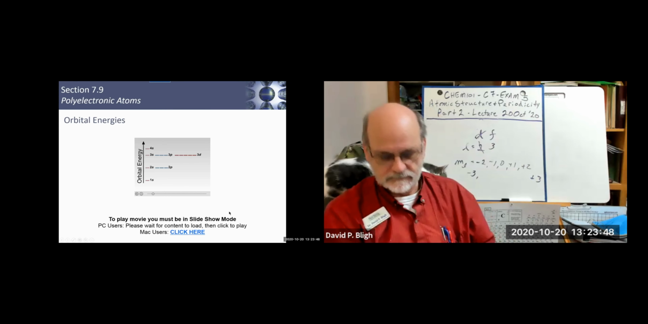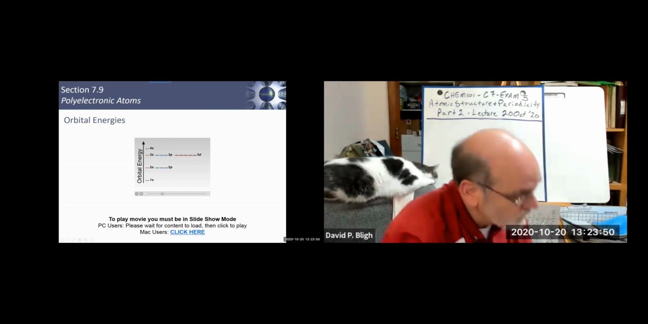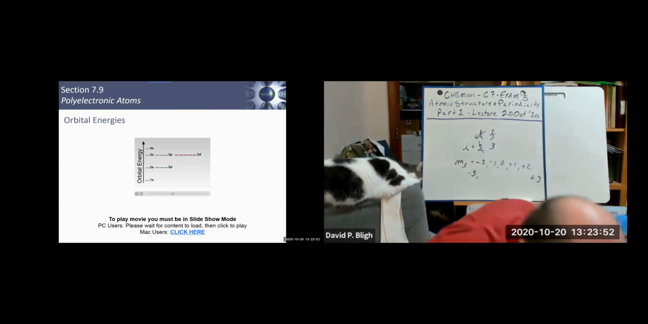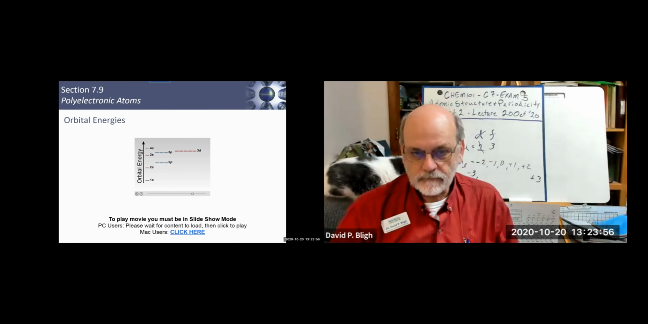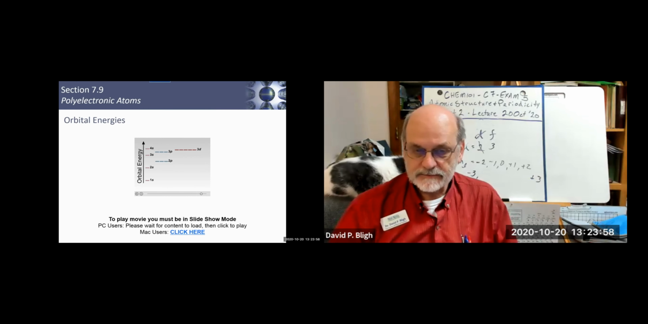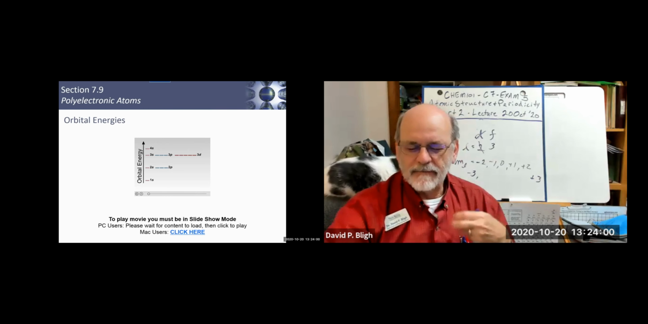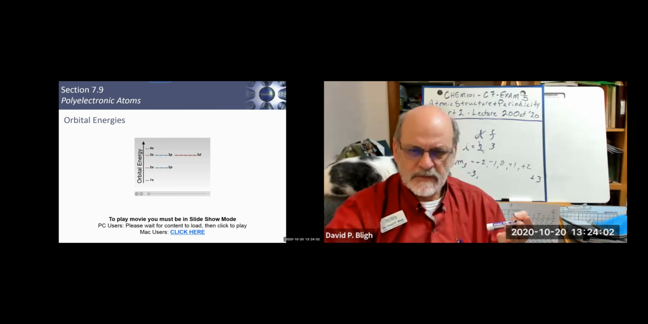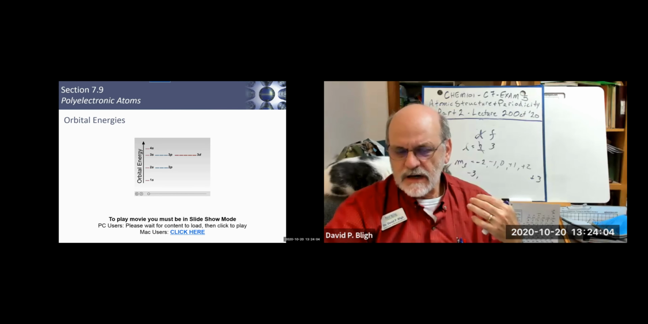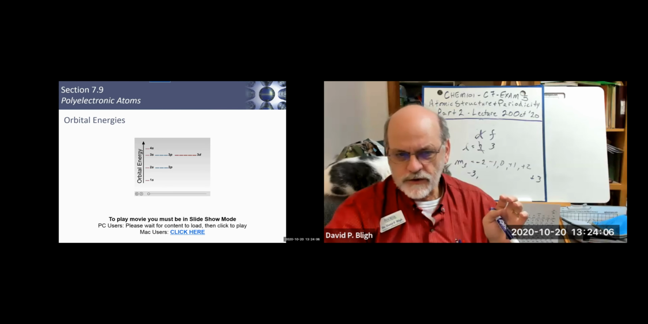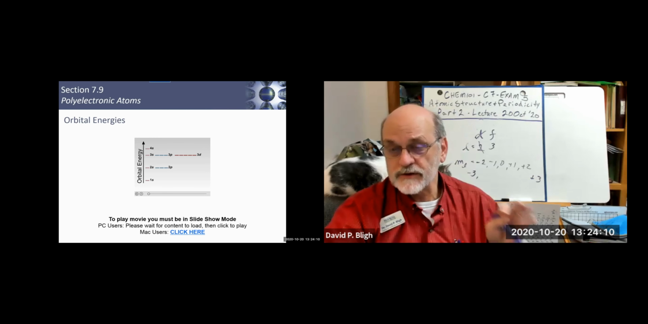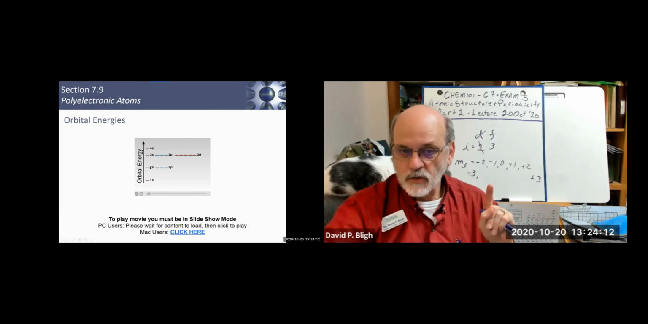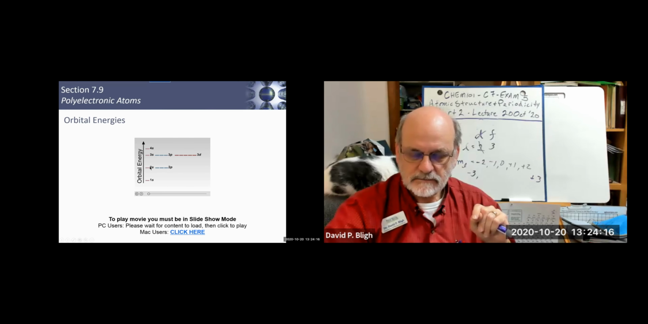In a hydrogen atom, all subshells for each N are at the same energy. For multi-electron atoms, the subshells are spread apart due to interactions between electrons. Right, so that's what I was talking about earlier. You may have noticed that we'll focus on this one, the principal quantum number 2, where you have available S and P's, right?